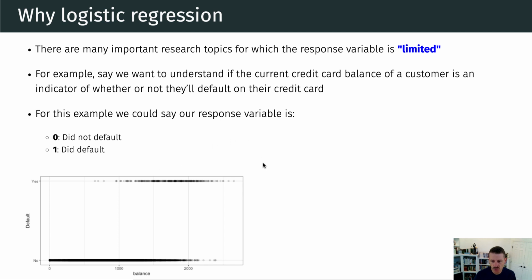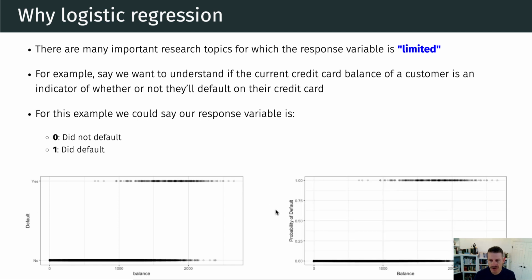Now, in this case, we could actually revise how we think about this. So rather than just no and yes, what we could say is what we care about is the probability of default, right? So now when we look at this, it becomes a numeric response. However, we're still constrained to the fact that we can't have a probability that is less than 0 or greater than 1. So we still have this concept of a limited, constrained output for our response.